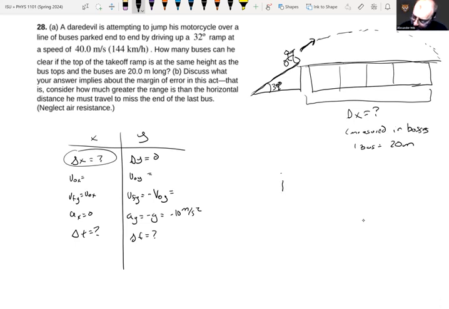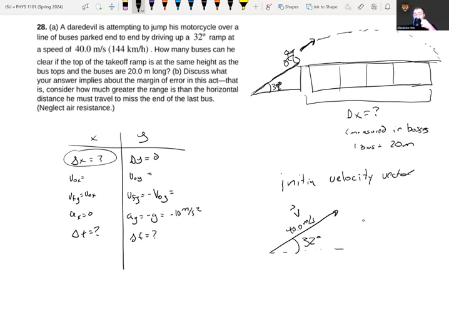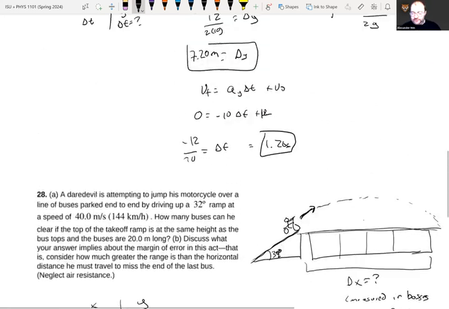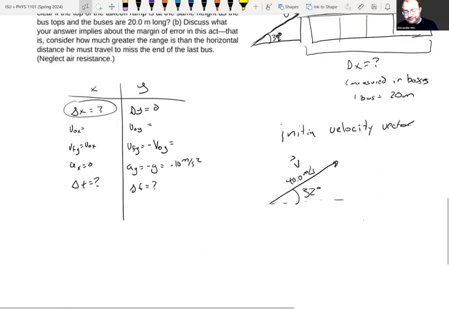So here is the thing. We are given an initial velocity vector, and we're basically told your velocity vector looks like this. The magnitude of this thing is 40.0 meters per second. The angle relative to the ground is 32 degrees. So that is the angle that you're going to find this at.